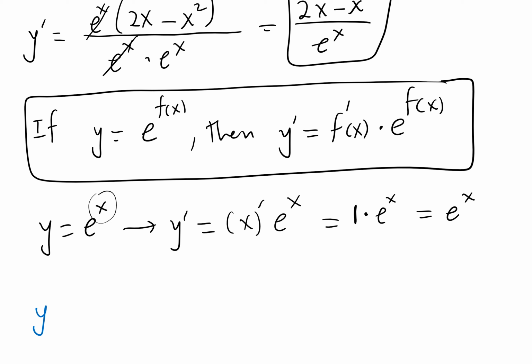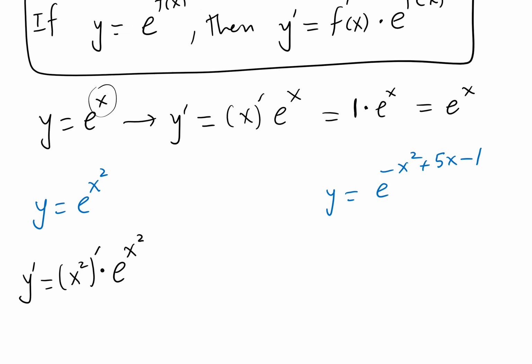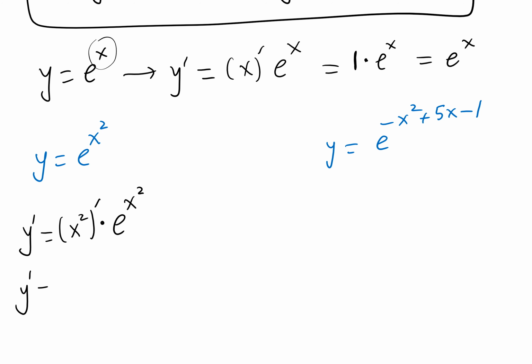How about if something different, like e to the x squared? Or y equals e to the negative x squared plus 5x minus 1, something like this. What would we do in this case? Well, again, y prime is going to be the derivative of the top times itself. So y prime is 2x times itself.